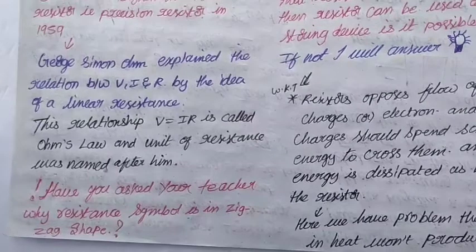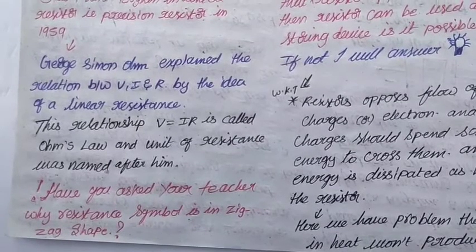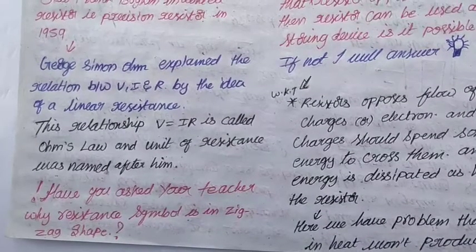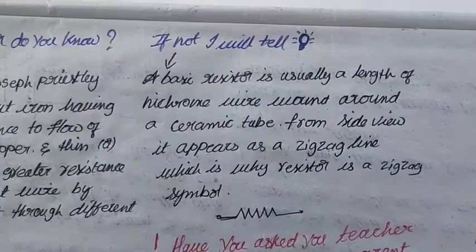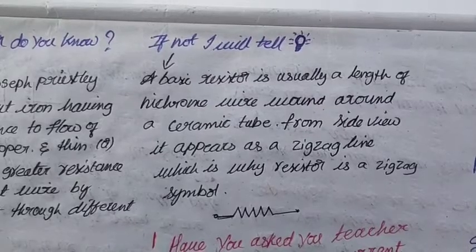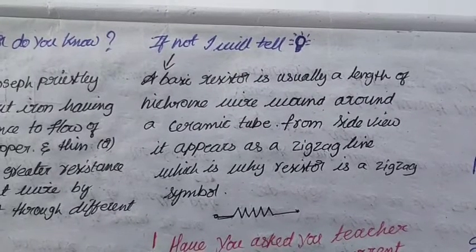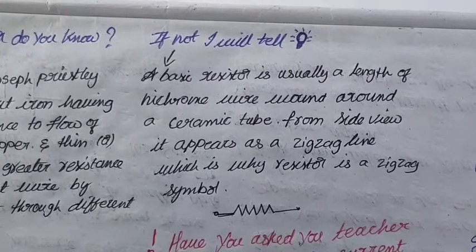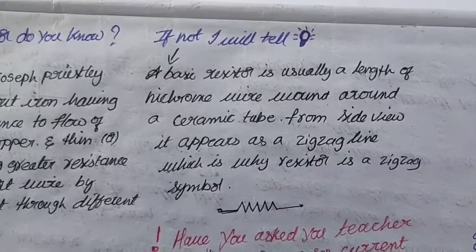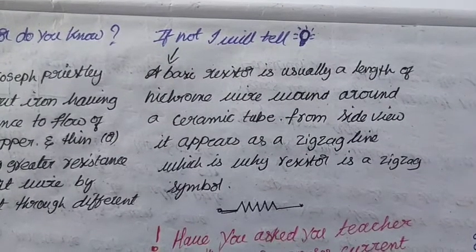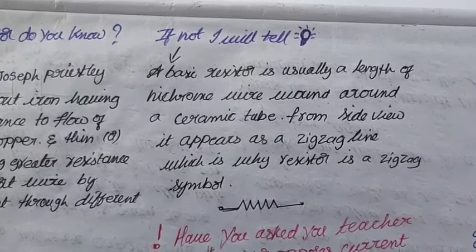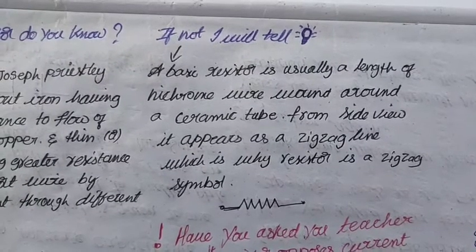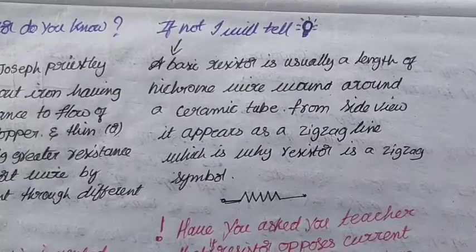Have you asked your teacher why the resistor symbol is in zigzag shape? If not, I will tell. A basic resistor is usually a length of nichrome wire wound around a ceramic tube. From side views it appears as a zigzag line, which is why the resistor got a zigzag symbol.